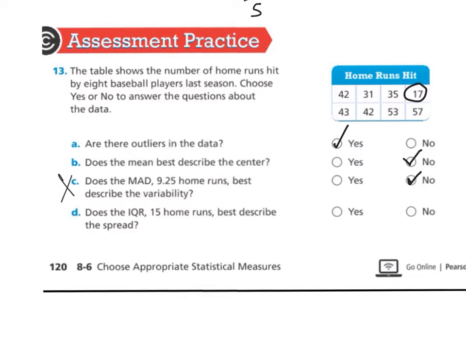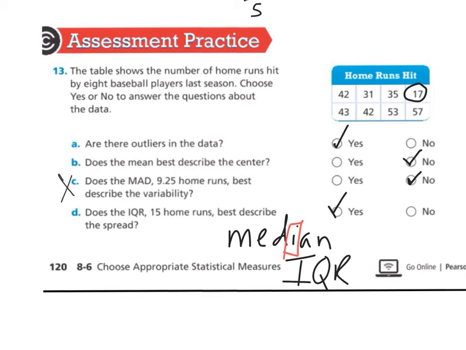And then part D, does the interquartile range best describe the spread? And that answer would be yes. Remember, if we have median, we are going to use interquartile range. And a way to help you remember that, median has an I in it, and interquartile range does also. Okay, just a little trick there to maybe help you remember that those go together. And again, mean and mean absolute deviation, or MAD, are the other pair that go together. So this gives you an idea about choosing appropriate statistical measures.